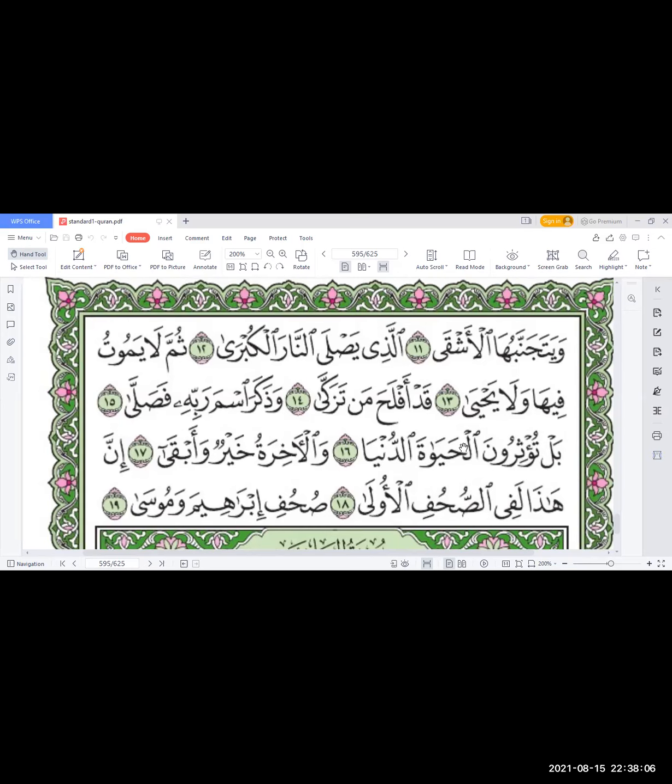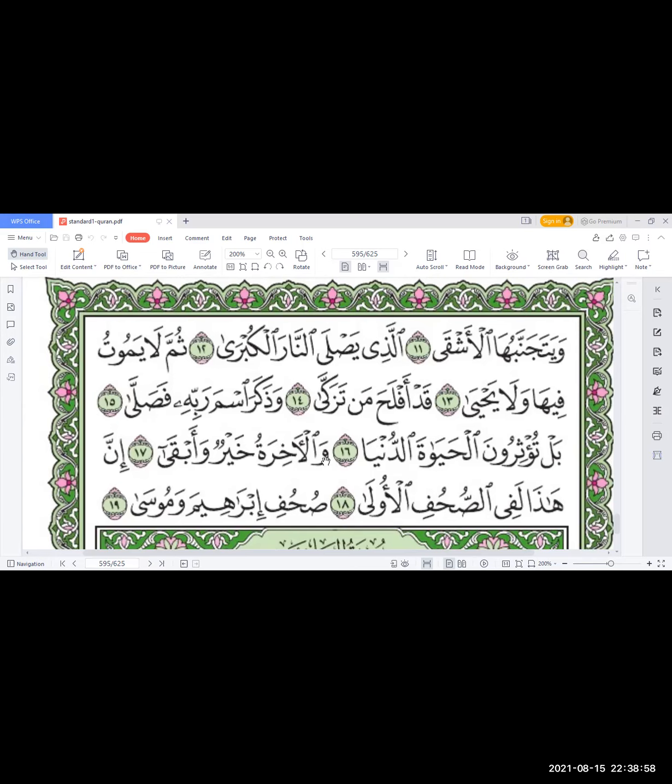It's not mudaf mudaf ilayh, because we have alif lam on the first word. You have alif lam, alif lam, so it's a mausuf sifah. It should be translated the worldly life, because it's mausuf sifah, adjective. Nay, you all prefer the worldly life. That describes the life here. Not the life of this world, but the worldly life. That's a more correct translation. Al-hayat ad-dunya.